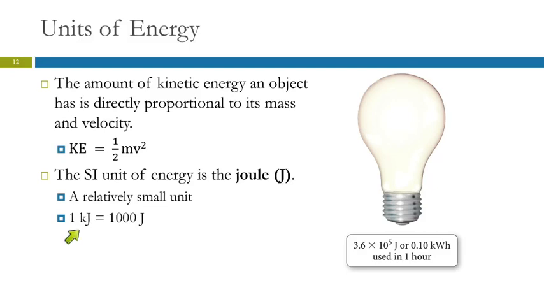And here we're using the metric prefix the same way that we've used it with all the other units. Kilo means 1,000 or 10 to the third. So a kilojoule is 1,000 joules. And just for an idea of how large a joule is, we've got a picture of a light bulb here. This light bulb turned on for an hour would use 3.6 times 10 to the 5th joules. That's a large number. Joule is a very small unit of energy. We could also express that in kilowatt hours, so that would be 0.1 kilowatt hours, and that's the unit that the electric company uses.